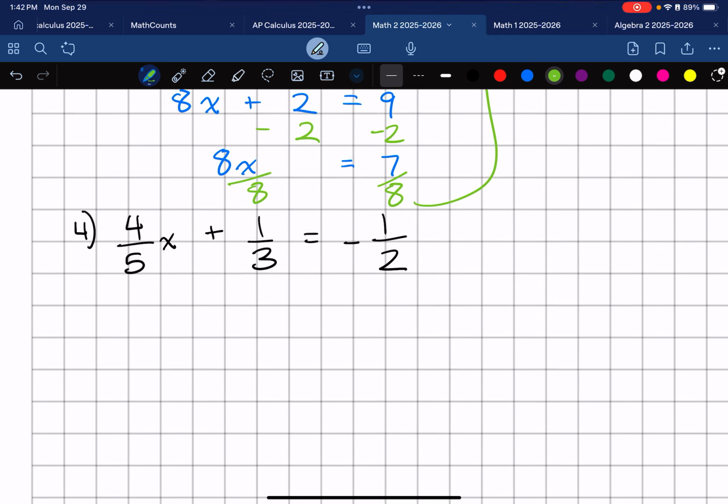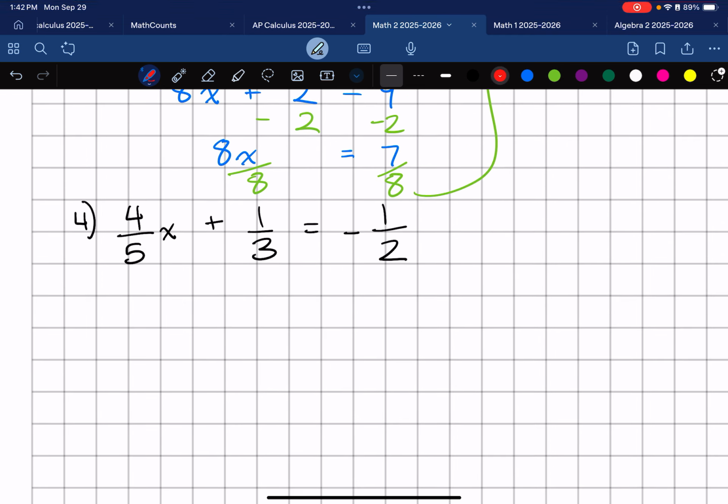Let's try the same process again in number 4, but go a little bit faster. So in this case, what is the least common multiple of 5, 3, and 2? I think it's 30, because I know that 5 times 3, these are prime numbers. You usually just multiply those together. And 2 is also a prime number. These are all co-prime, meaning they don't share any factors. So you just multiply them together. So 5 times 3 is 15. 15 times 2 is 30.